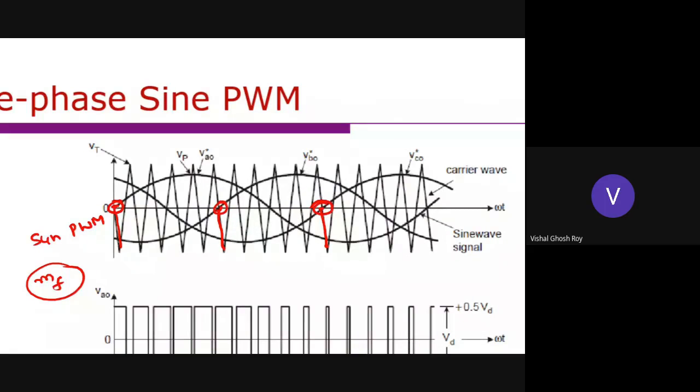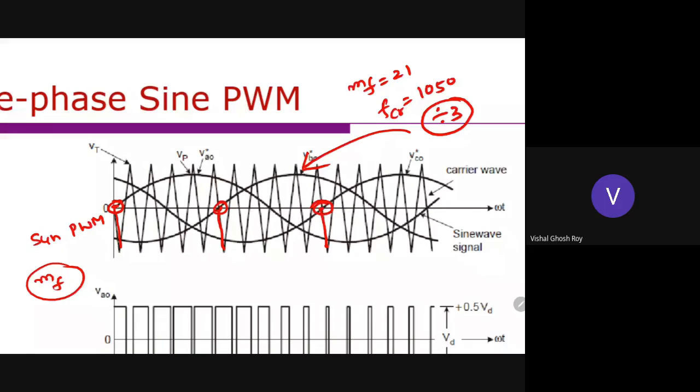So for example, if I select MF equal to 21, that means, for example, if I select 1050, that is the carrier frequency, it should be divisible by 3. Then only this will happen. Agree?